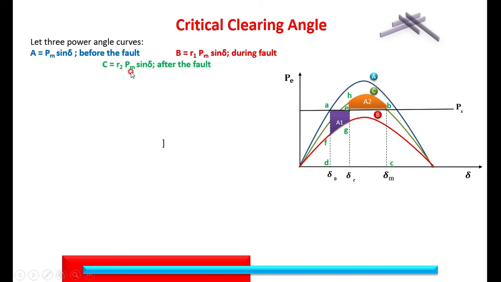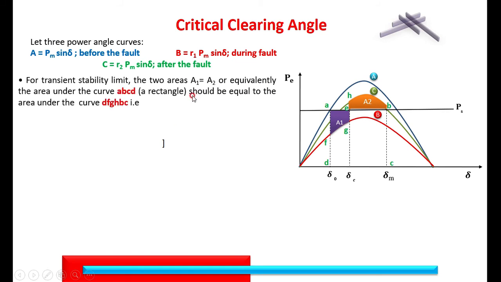Similarly, as shown here, there is a third curve, after the fault is cleared, given by R2 Pm. That is, R2 Pm is greater than R1 Pm, however it is less than Pm. So R2 times Pm sin delta will be the equation after the fault is cleared.